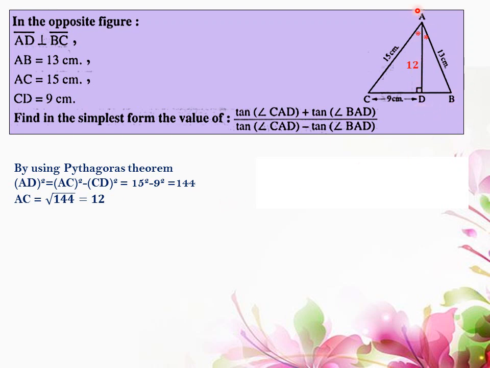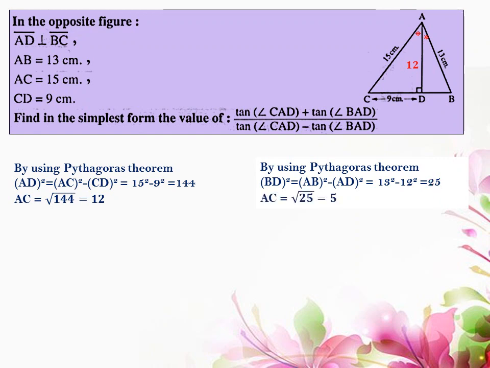In triangle ADB, we will find the length of the side BD. BD is a side of the right angle. By using Pythagoras theorem, BD squared equals the hypotenuse AB squared minus AD squared, which is 13 power 2 minus 12 power 2, equals 25. The square root of 25 is 5. So BD equals 5.